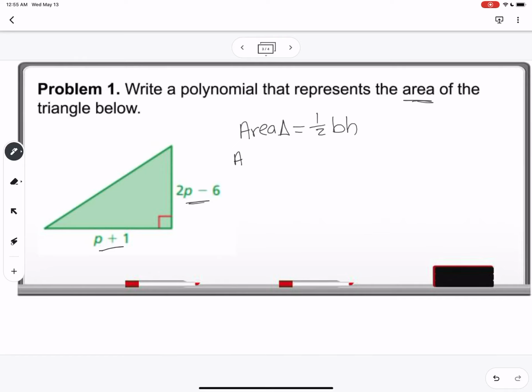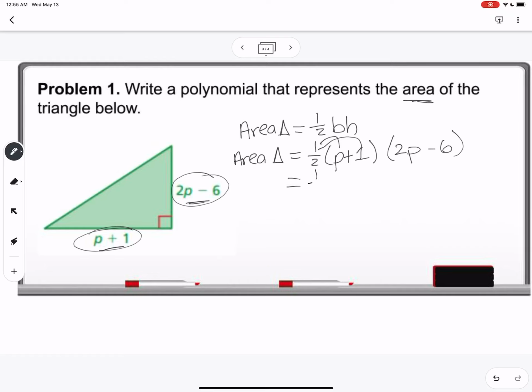So I have area of a triangle is equivalent to 1/2. I bring the 1/2 down. And in place of my base, I'm going to put this p plus 1 because that's my base. And my height, which is 2p minus 6. Before you set up your boxes, you have to first distribute this 1/2 into the first binomial.